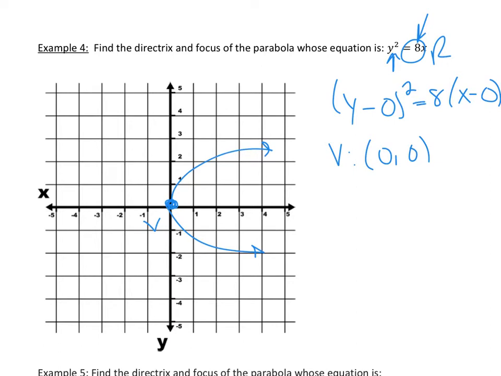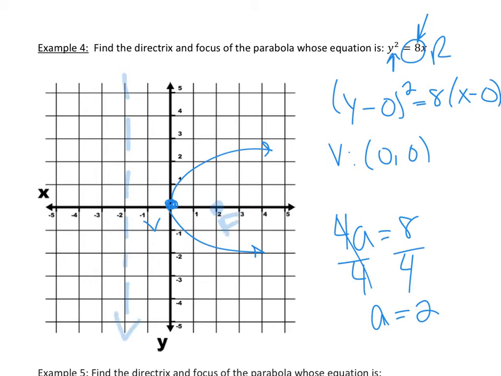So to the right. Find your a value. It's inside the 8, so 4a will equal 8. Divide by 4. A is 2, which means that you're going to count 2 to the right here to get your focus, and 2 behind to get your directrix. And there we go. So your focus is at 2, 0. And your directrix is at x equals -2 because it goes through -2 at x. And that's all they wanted there.